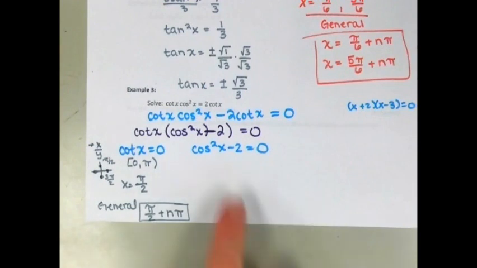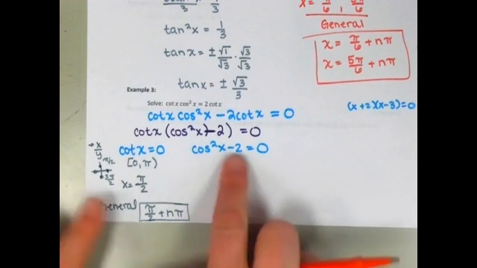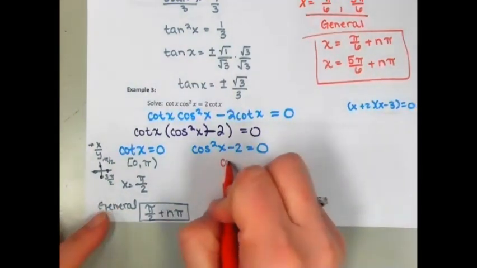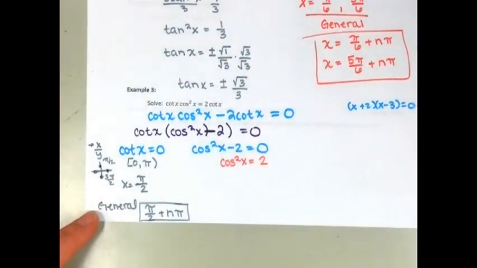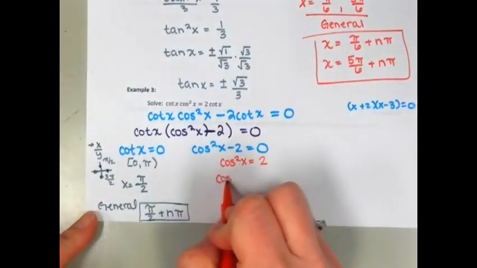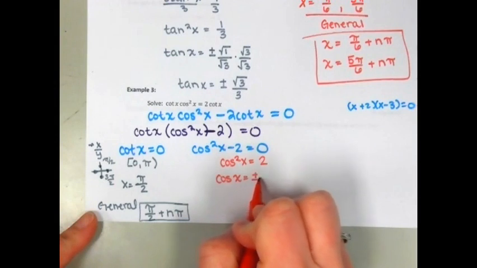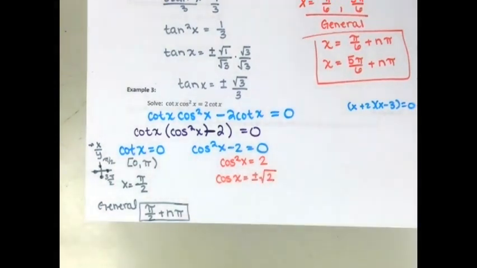All right, let's solve cosine. How do I move the 2 to the other side? Add it, right? So we get cosine squared x equals 2. And then what? Take the square root. So we get cosine x equals plus or minus the square root of 2.